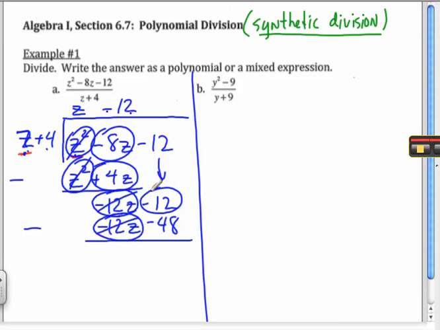Negative 12 minus negative 48 is the same thing as negative 12 plus 48. And that's going to give me positive 36. Now guys, I'm going to run out of time right here, so I'm going to stop it and we'll finish on the next video.